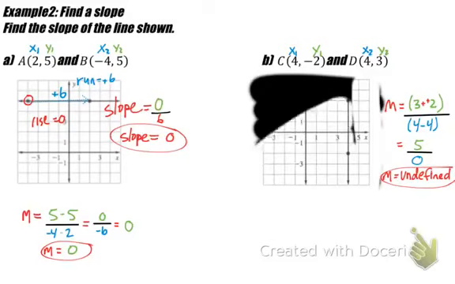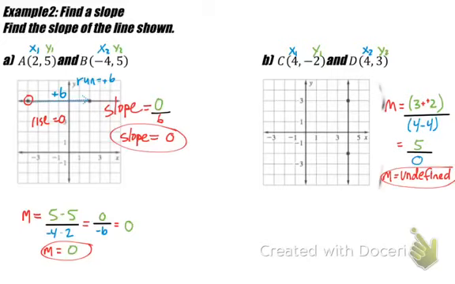Okay? So then, looking at our points, going from one to the other, we rise or fall 1, 2, 3, 4, 5, but don't run any, so our rise would be 5, or negative 5, and then our run would be 0. So since you can't actually divide by 0, our slope is going to be considered undefined.